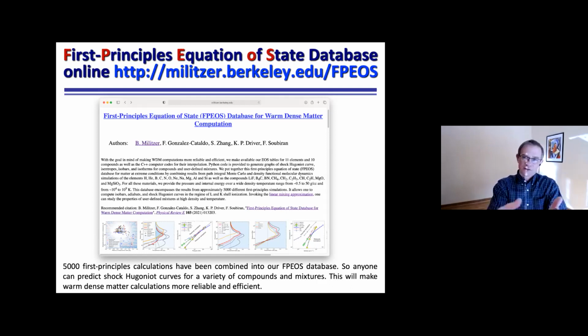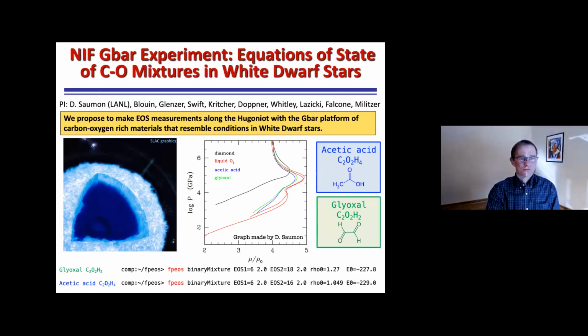So you should go and download this code. It's a good equation of state code. It's C++, and the C++ calls Python, and then it makes nice graphics. And this is all on your computer with a few buttons. And this was published earlier this year. And we already have one really good use for it. Didier Soumong, he is the leader of a gigabar experiment.